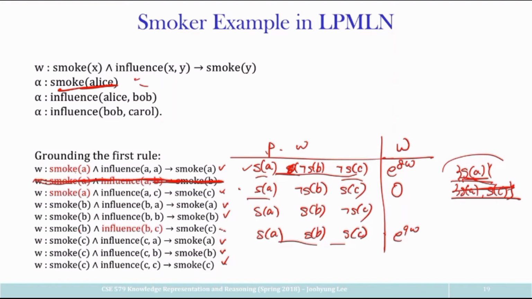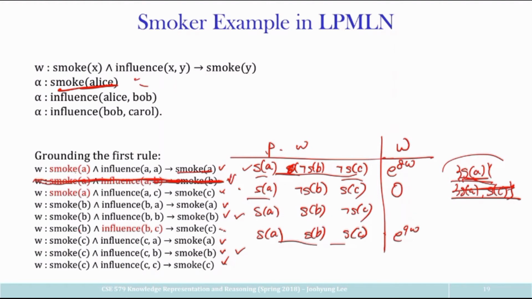Are we together there? Would we be getting smoke B because of the first rule? Smoke B, this has smoke A in the head. So the first 3 rules cannot be used to derive smoke B, right? The only rules that can derive smoke B are this one, or this one, right?